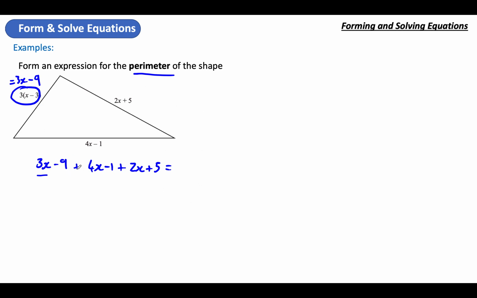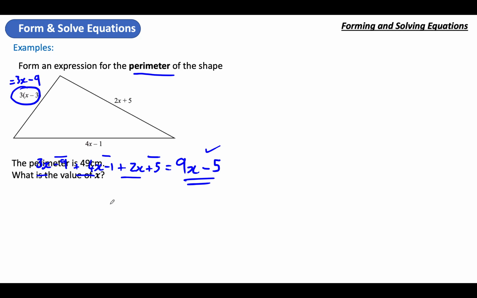So 3x plus the 4x plus the 2x makes 7, 8, 9x. And then negative 9, take away 1 is minus 10. Add the 5, takes us back up to negative 5. So 9x minus 5 is my answer there. There's my expression for the perimeter.